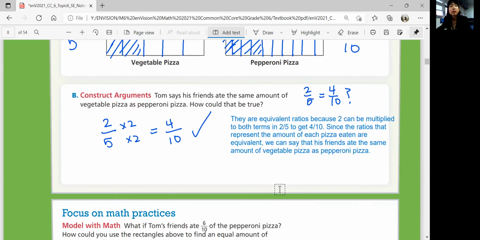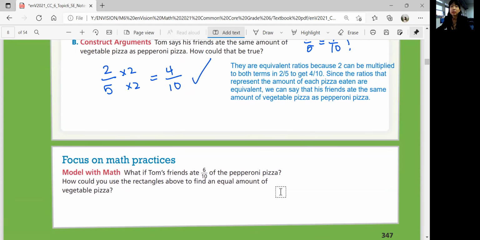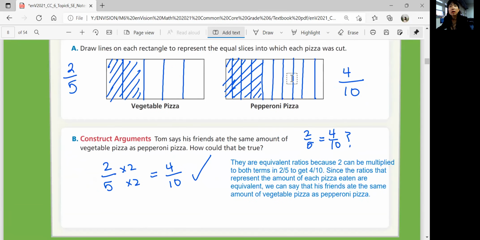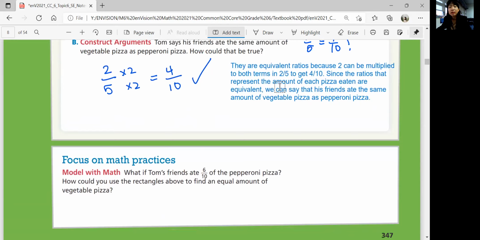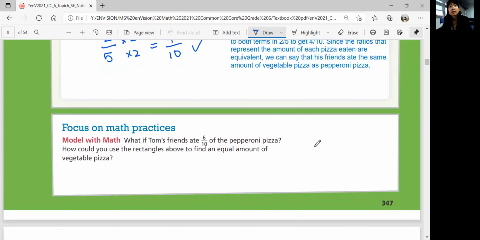There you go. What about focus on math practices? What if Tom's friends ate 6/10 of the pepperoni pizza instead of 4? How could you use rectangles above to find an equal amount of veggie pizza? So if 6 slices of pepperoni pizza were eaten, how many slices would that be equivalent to veggie? Since you know the ratio of the slices now, if you eat 1 veggie slice, that's equivalent to 2 slices of pepperoni pizza, right? So it's 1:2. The ratio is 1:2. You just have to make sure they stay the same.